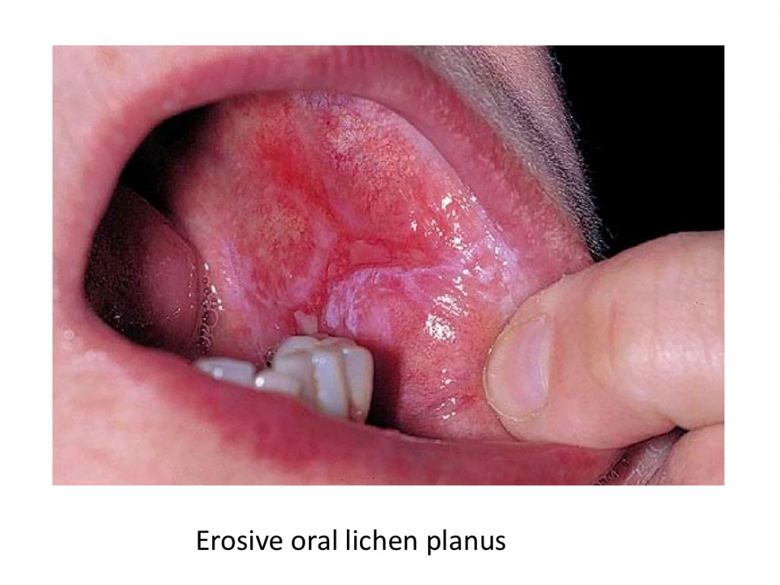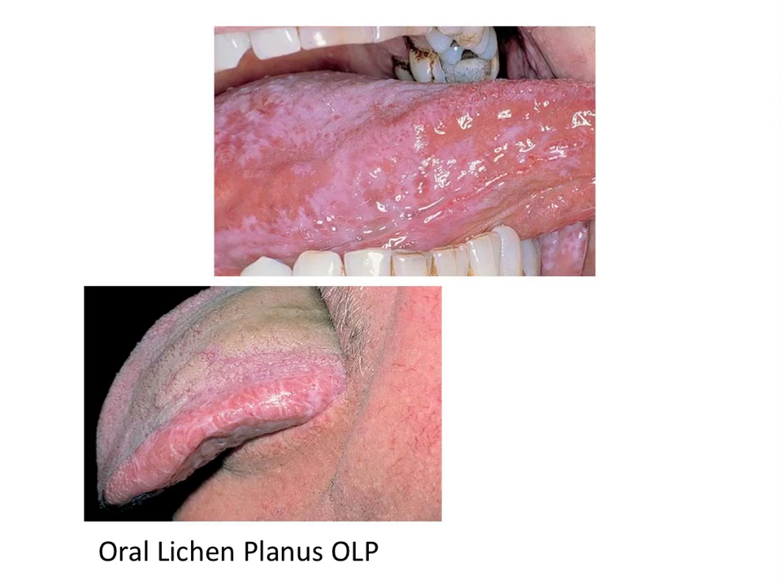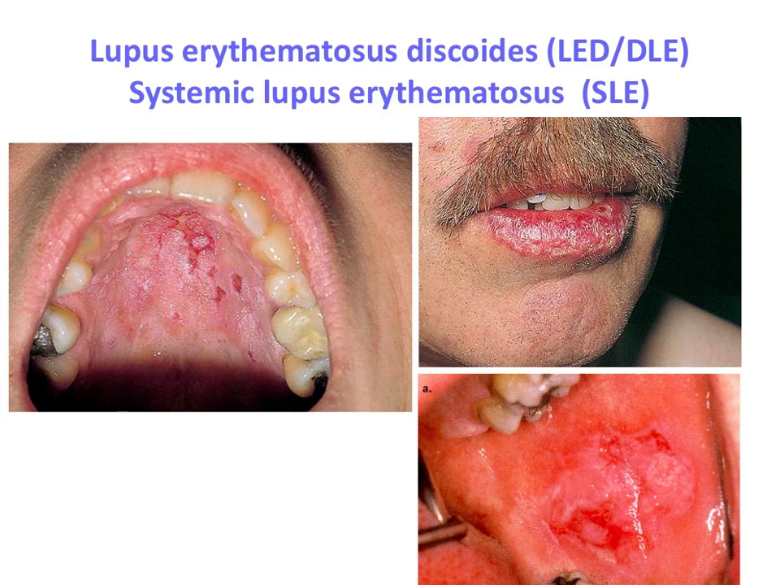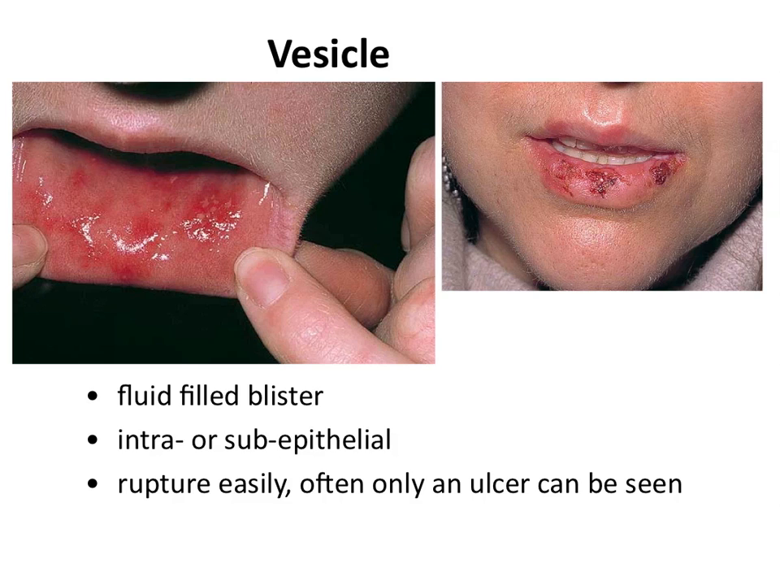Oral lichen planus is the most common skin condition seen in the oral cavity, and has its erosive forms, and this is a typical finding of that, as well as here. These lesions look very similar, but are caused by a systemic disease called systemic lupus erythematosus, SLE, and by eye you cannot tell one from another.